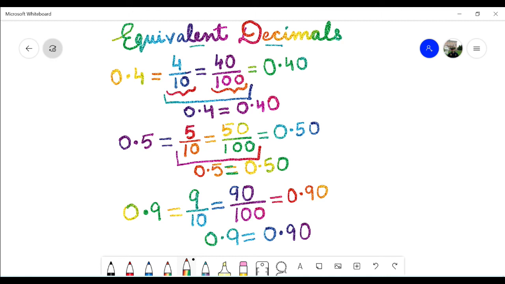Hope children you would have understood what are equivalent decimals and what is the logic behind them.